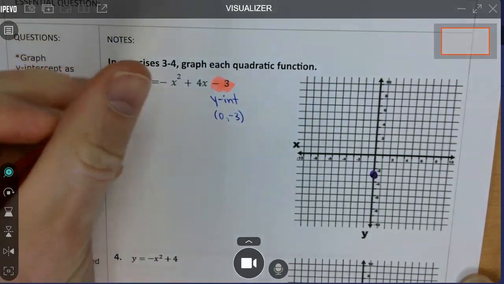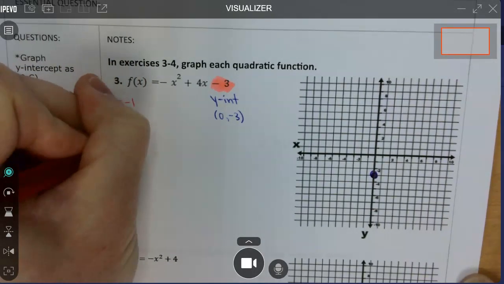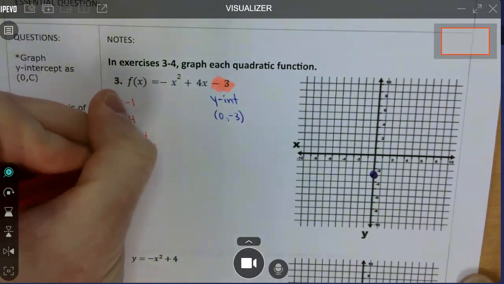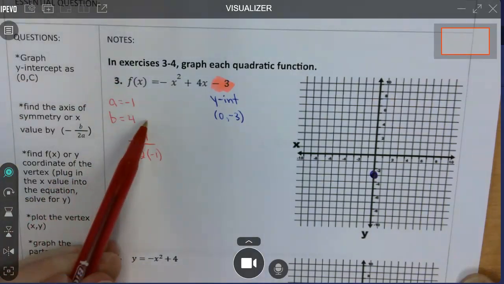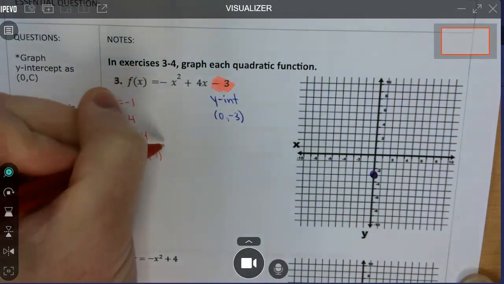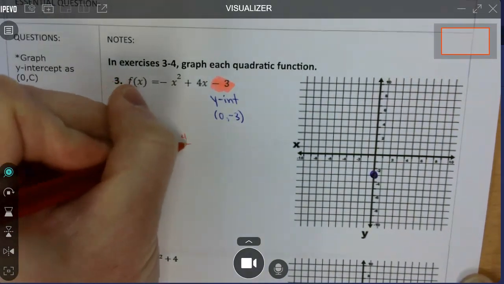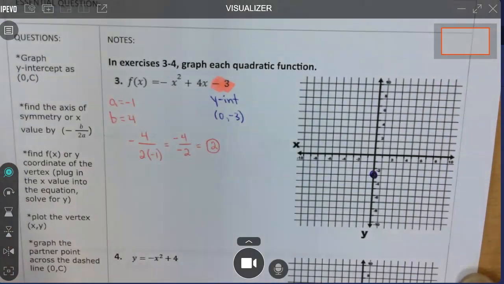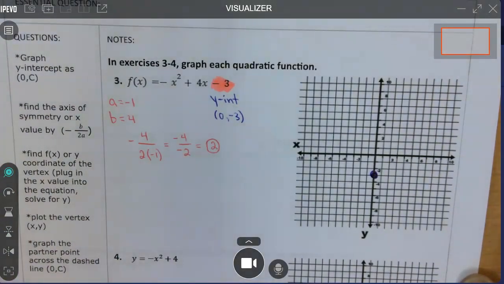So with that happening, now I'm doing negative b value over 2 times the a value, like that. So the 4 goes here, the negative 1 goes there. And now let's calculate this. Well, this turns into negative 4 over negative 2, which equals 2. Hey, there's that 2 again. Again, pure coincidence. Don't assume they're all going to be 2.